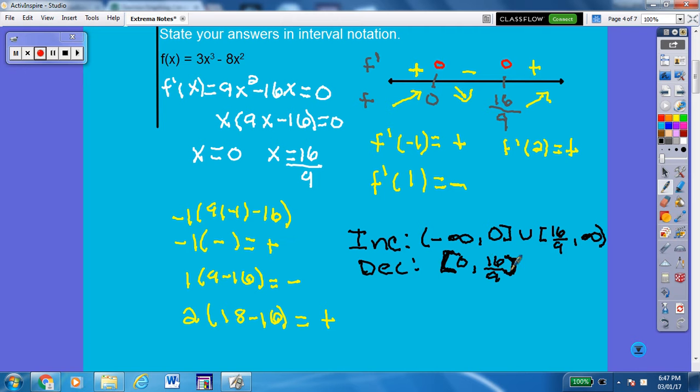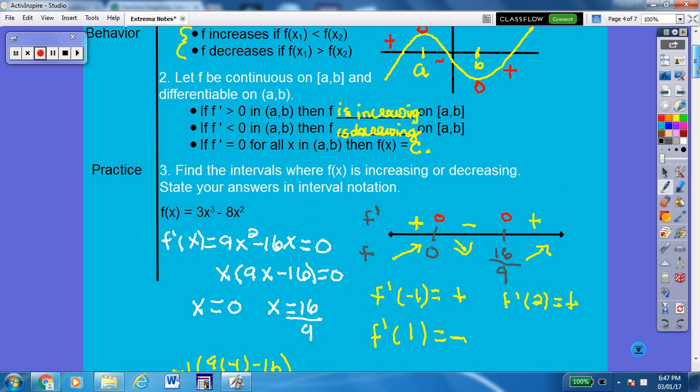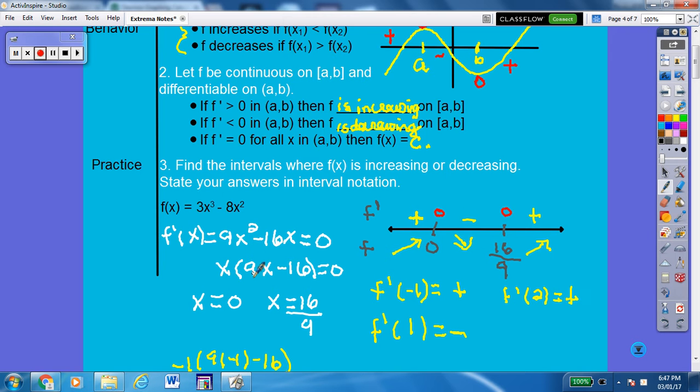And the same thing goes for 16/9. I'll clarify that tomorrow in class more. So that's how you do increasing, decreasing. Set the derivative equal to 0, or undefined, find the CPs, make a sign chart, and test points surrounding those CPs. Make sure you test them in the derivative, not the original.